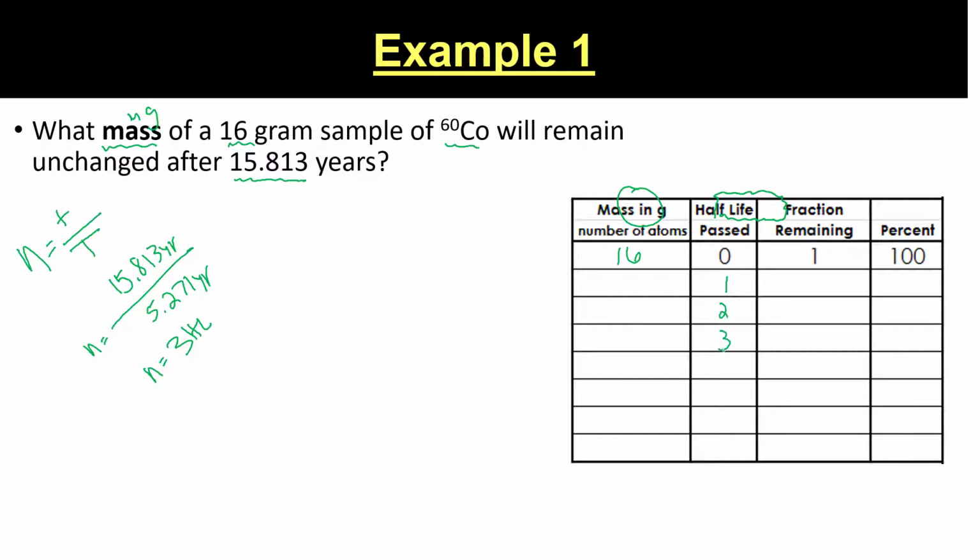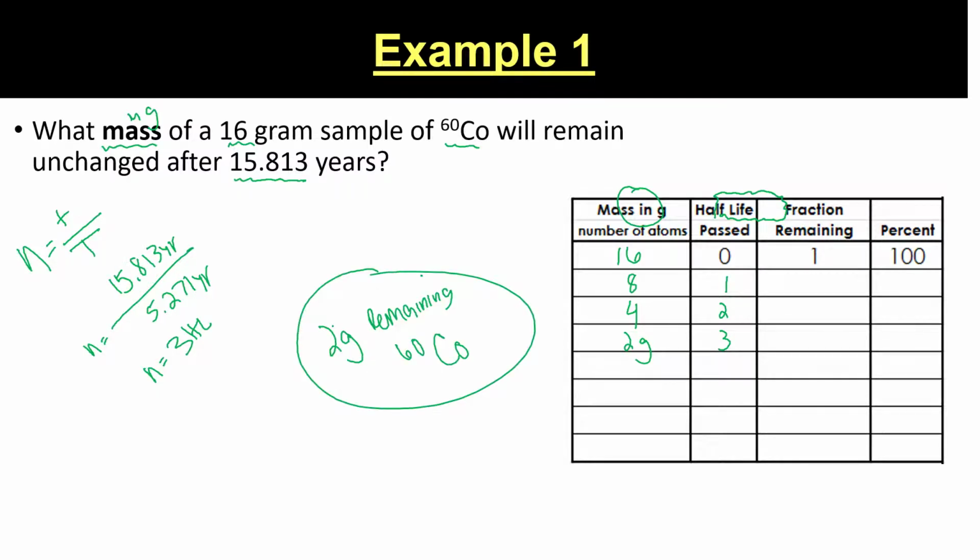1, 2, 3. Every time a half-life passes, you guys know you have half of the original sample. So after 1 half-life, you have 8 grams. After 2 half-lives, you have 4 grams. And after 3 half-lives, you have 2 grams. So we would have 2 grams remaining of cobalt-60. And that's how you would do those questions.